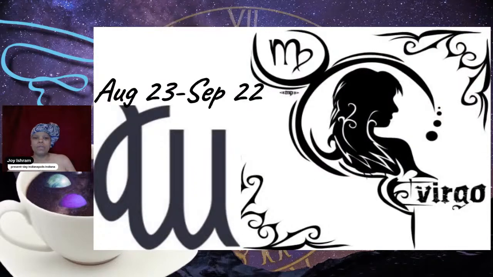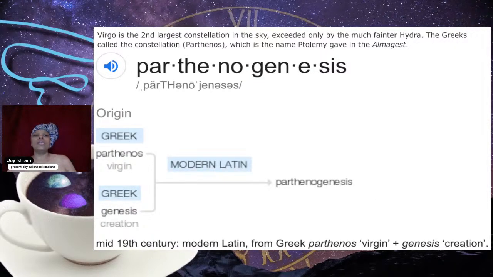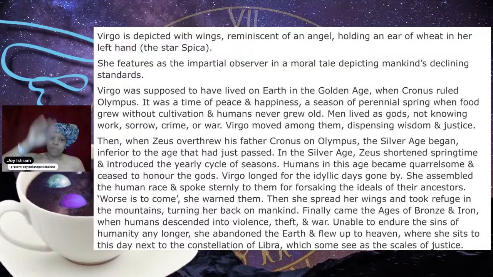Check out that story on your own. Virgo. We rolling through Parthenogenesis. Virgo is the second largest constellation in the sky, exceeded only by the much fainter Hydra. The Greeks called the constellation Parthenos, which is the name Ptolemy gave in the Almagest. It means virgin and Genesis, creation. Now, Virgo, depicted with wings, features the impartial observer in a moral tale depicting mankind's declining standards, et cetera. Go check out more of that.